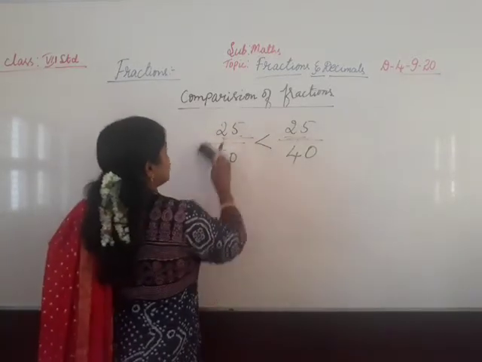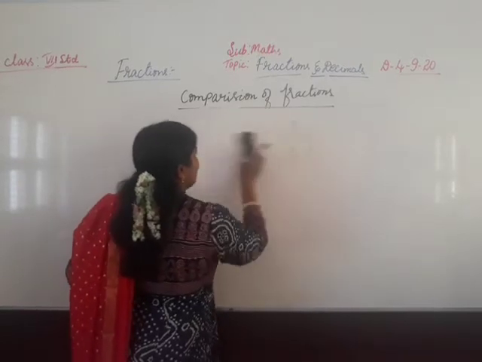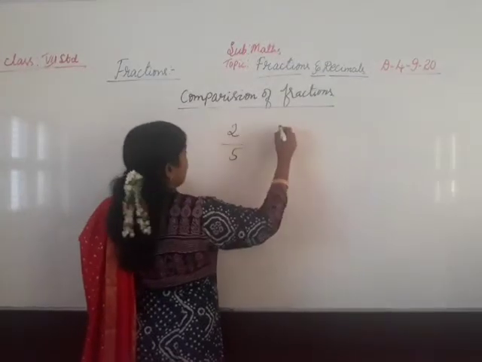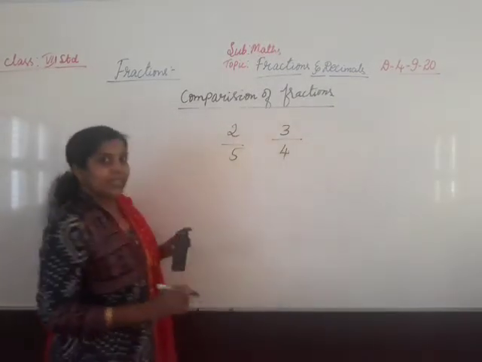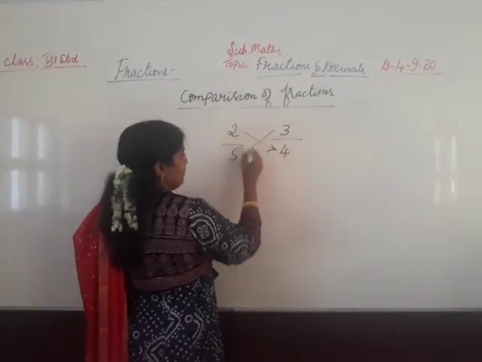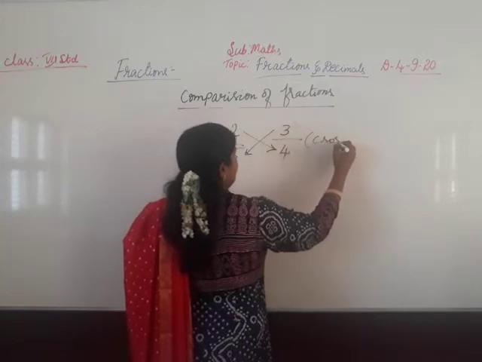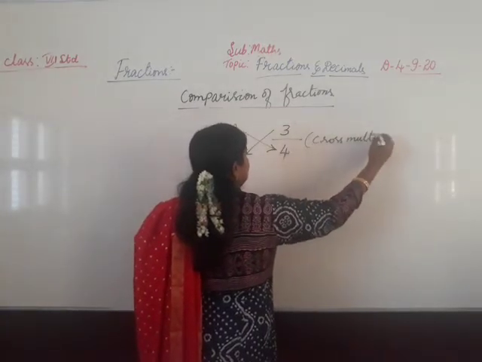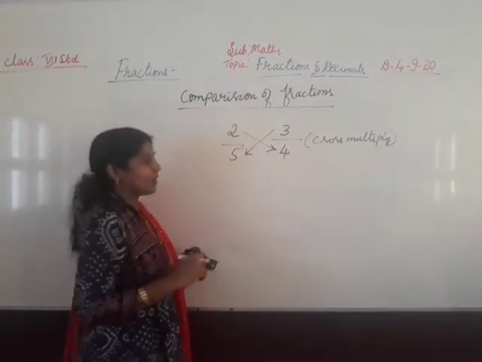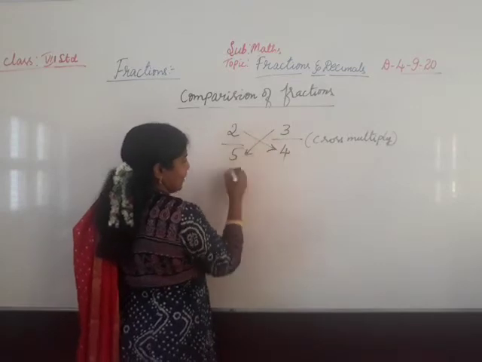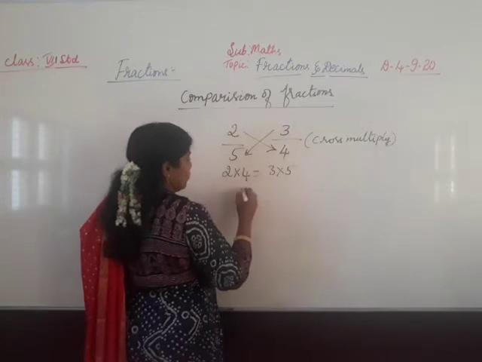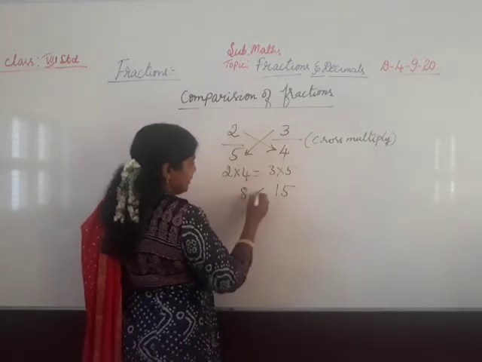So, that is comparison of fractions. When both are different, what do we have to do? For example, 2 by 5 and 3 by 4. Here we cannot compare either numerator or denominator. One method I told you: the cross multiplying method. You remember that? We can also verify equivalent fractions using the cross multiplication method. First we multiply 2 into 4, next 3 into 5. 2 4s are 8, 3 5s are 15. So 8 is less than 15.